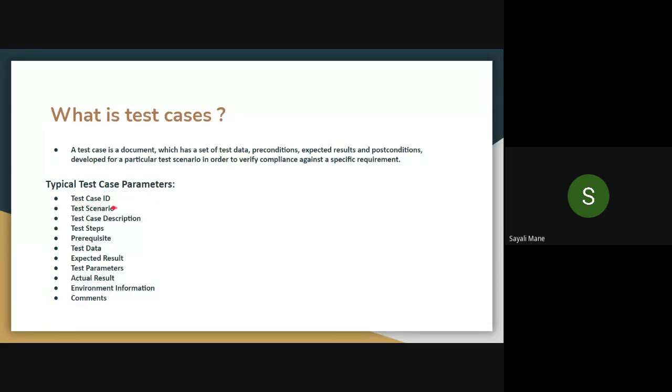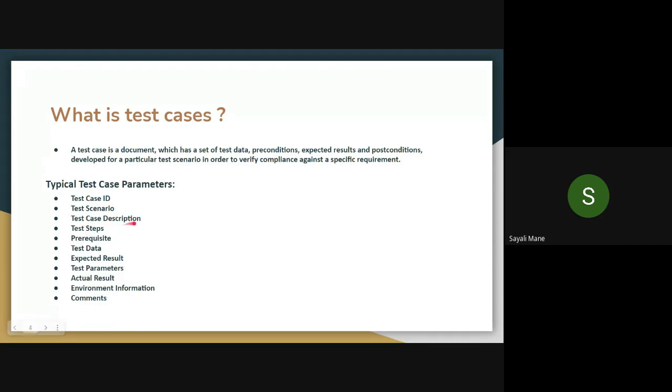First one is test case ID. ID means what? 1, 2, 3, 4, 5, like that, a number. Since you have a big project, small modules will be there, so lots of test case IDs will be there. Just to differentiate them, we use this test case ID. Next one is test scenario. So test scenario means what? Exactly what is the module specification of it. That is called a test scenario.